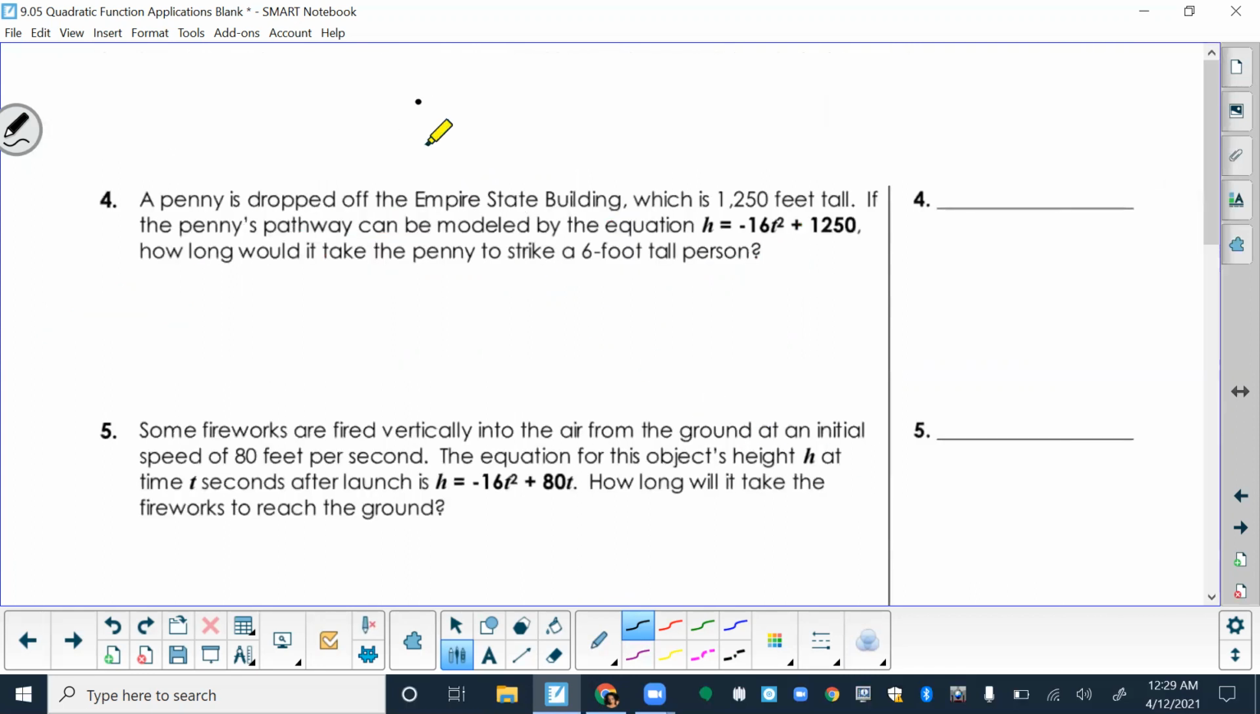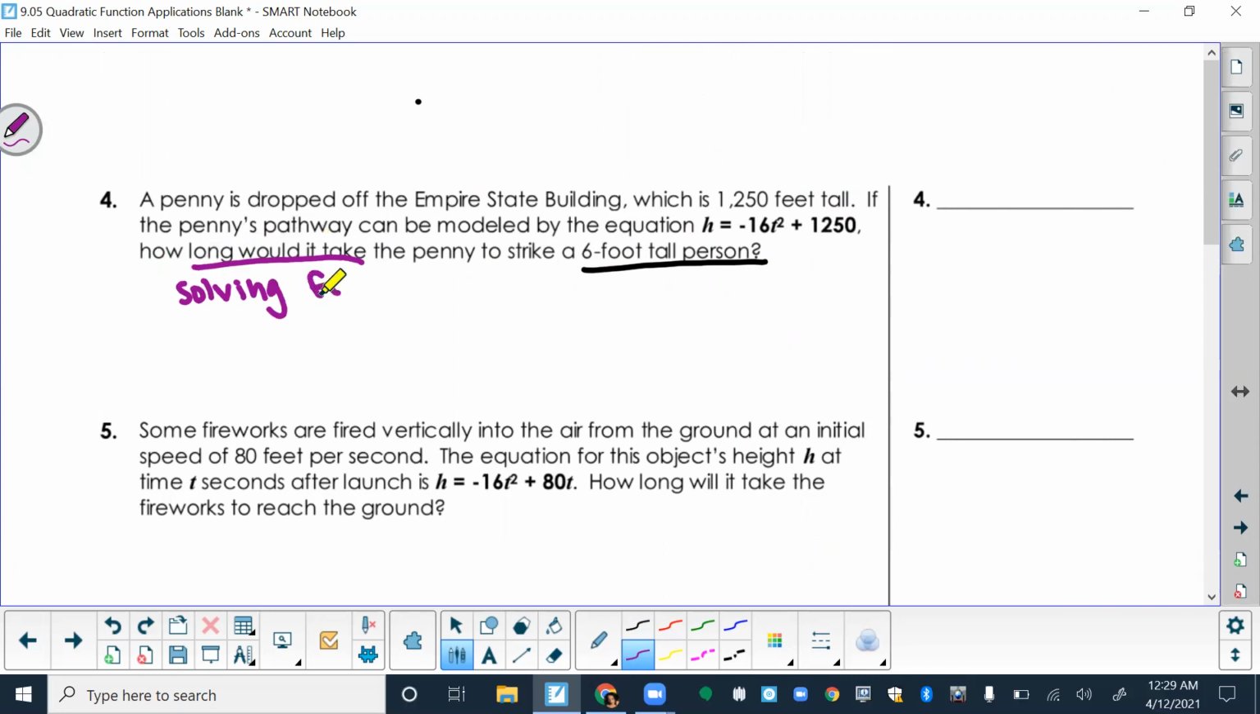A penny is dropped off the Empire State Building, which is 1,250 feet tall. If the penny's pathway can be modeled by this equation, how long would it take for the penny to strike a 6-foot tall person? So we're not just asking for when this penny would hit the ground, we're looking for when it'll hit a 6-foot tall person. So think in your head where that would go. So what are we solving for? How long would it take? It sounds like we're solving for time.